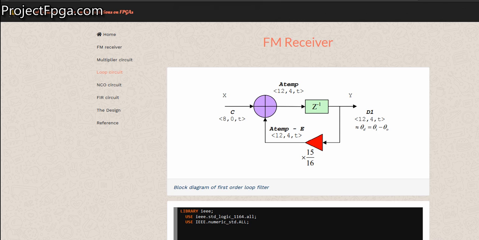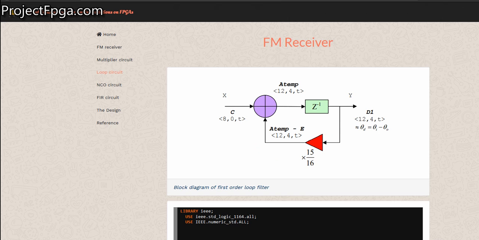So in this tutorial I'll be talking about the loop filter. This is what the block diagram of the loop filter looks like. It's more like a feedback filter that feeds back the output. This is the reason they call it the loop filter. It continuously feeds the output back to the input, then does some multiplication and addition on it to give us the output.